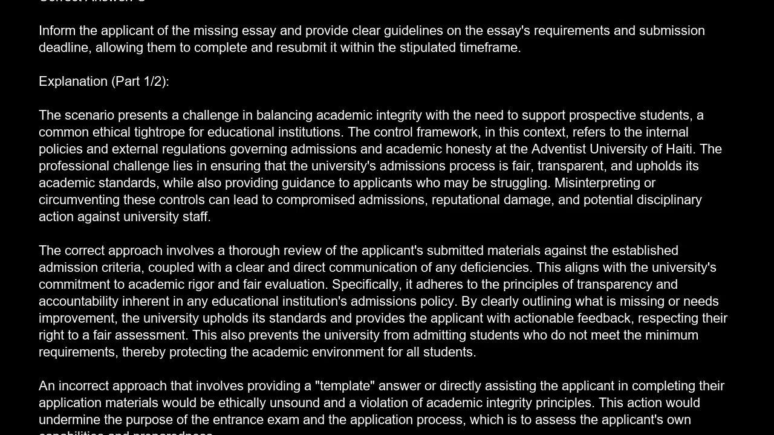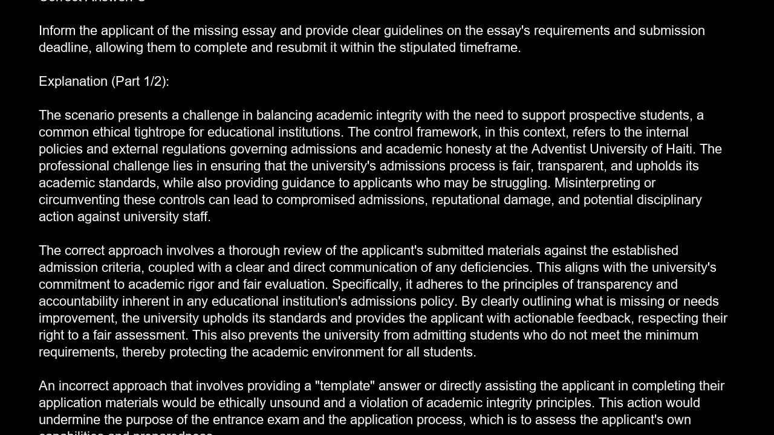The correct answer is C. Inform the applicant of the missing essay and provide clear guidelines on the essay's requirements and submission deadline, allowing them to complete and resubmit it within the stipulated timeframe. Explanation. The scenario presents a challenge in balancing academic integrity with the need to support prospective students, a common ethical tightrope for educational institutions. The control framework in this context refers to the internal policies and external regulations governing admissions and academic honesty at the Adventist University of Haiti.